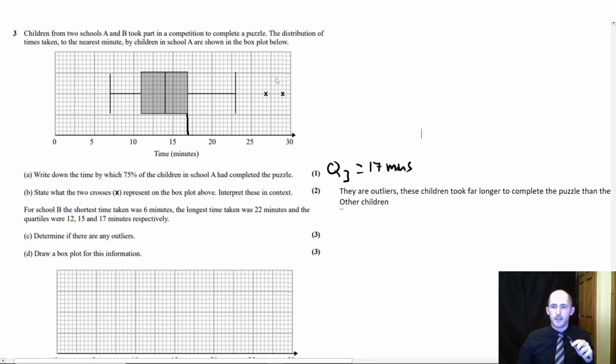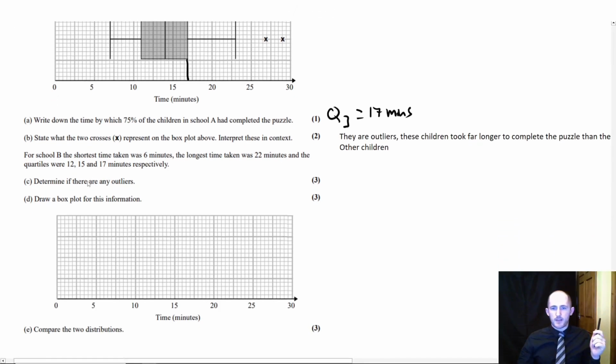So in this case, if you have a look, they're outliers on the larger end of the scale. So in this context, it was a competition to complete a puzzle. So those 2 children took far longer to complete the puzzle. Why? Because they're outside of the upper limit of the outlier. Okay? They took significantly longer than the rest of their peers.